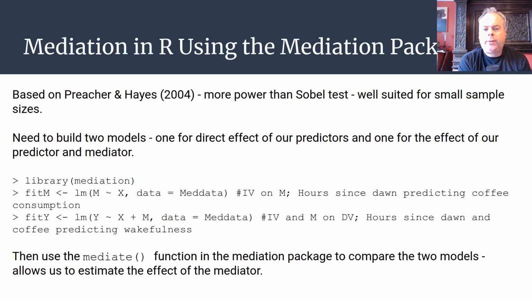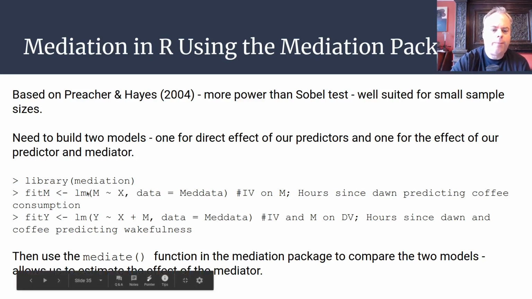So we're going to use the mediation package in R, which is based on the Preacher and Hayes method from 2004. We're going to build two models. We're going to use the linear model function again. We're going to build one model where we have a direct effect of our predictor, and another model where we've got an effect of our predictor and of our mediator.